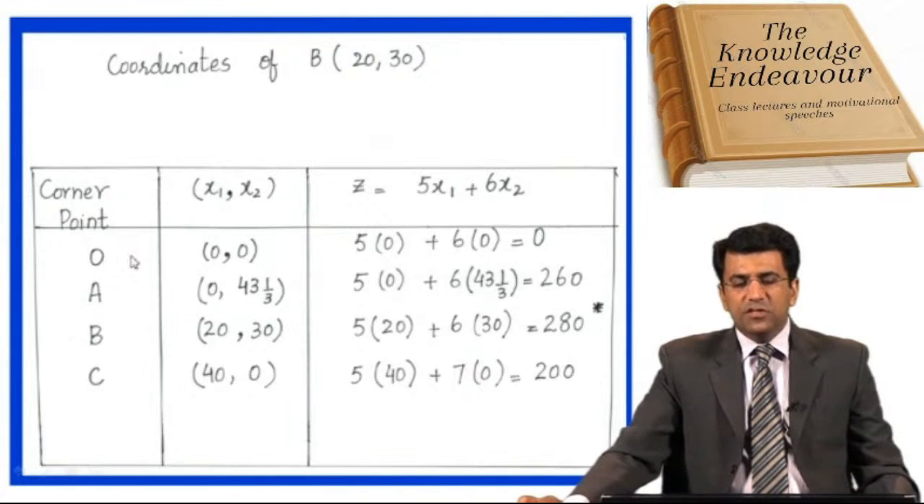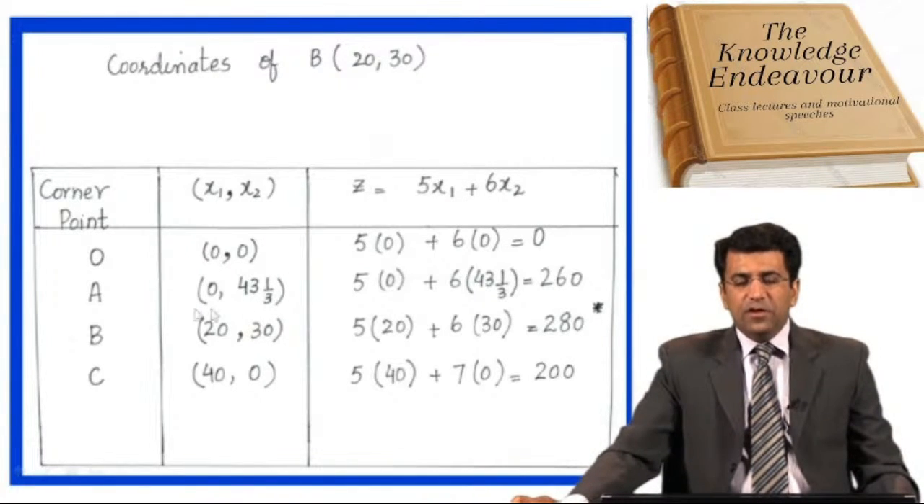Now in the first particular case, at origin, the value of course will be 0. At the second corner point, that is point A, if we put x1 is equal to 0 and x2 is equal to 43.3 in this particular equation of objective function, we will get the value of objective function as equal to 260. Now what is meant by this particular calculation?